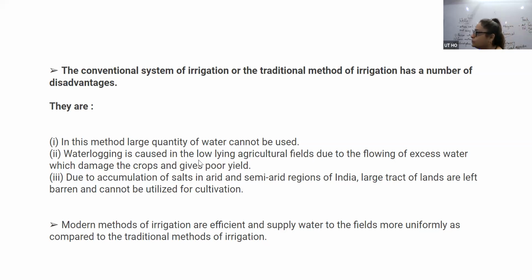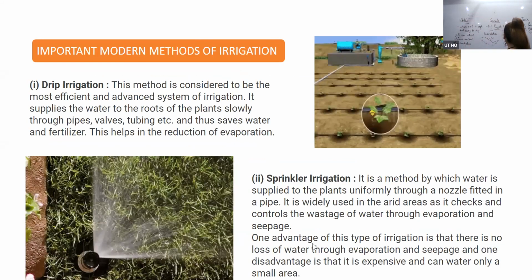Due to the accumulation of salts in arid and semi-arid regions, arid means, pay attention, what? Dry. Remember now, don't forget that, you should know. So, due to accumulations of salts in arid and semi-arid regions of India, large tracts of land are left barren and cannot be used. Barren means you don't have agriculture happening there. No fertile soil. So now we talk about the modern methods of irrigation.